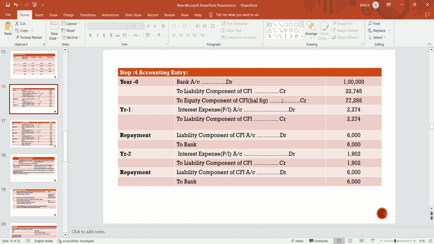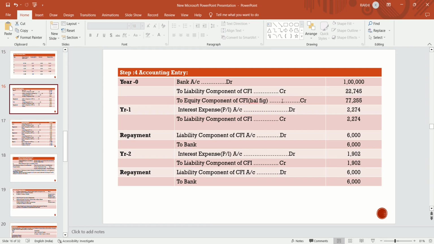Firstly, at year 0, the company will make an entry: bank account debit, because they had issued a debenture which is optionally converted. So bank account debit, they will recognize they had received 1 lakh. But how will they account for it? They will account for the liability component of the compound financial instrument, because the liability is only the interest component.